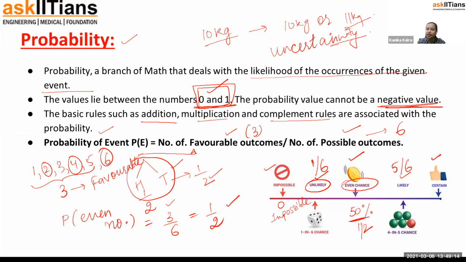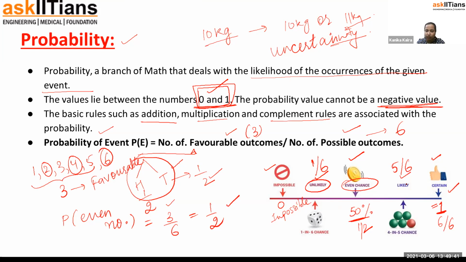Next comes certain event in which the probability is 1. That means if we talk about the certain event, the numbers which are equal to or less than 6 on a dice. So all of the numbers are less than 6 and equal to 6 as well. So this would be 6 by 6. That means you get a certain event which is equal to 1.